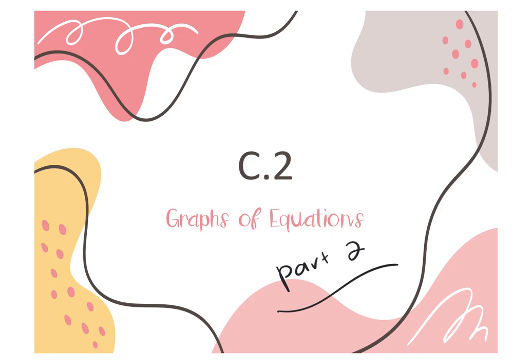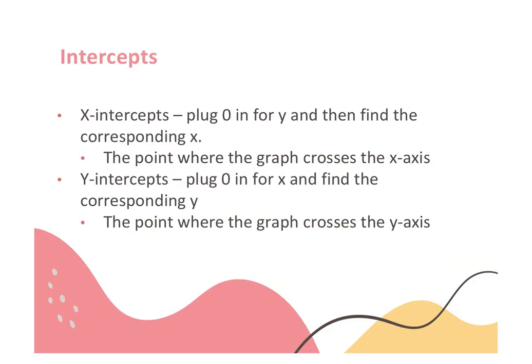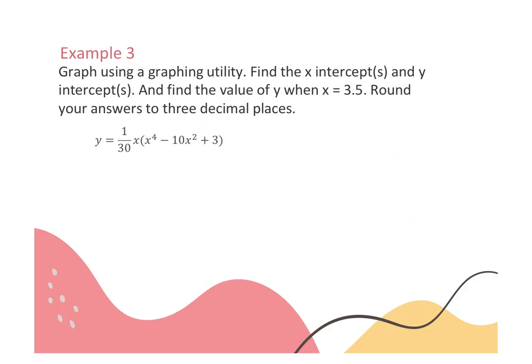Okay, so C2, we started last week, right? We talked about the important things that are going to be asked on your quiz. X-intercepts we plug 0 in for y. Y-intercepts we plug 0 in for x. And we talked about how to graph something like this and then answer specific questions on it. So finding the x-intercepts, the y-intercepts, and then finding a value at a specific spot. So that would be something similar to the graphing calculator question that you'll see on the quiz.